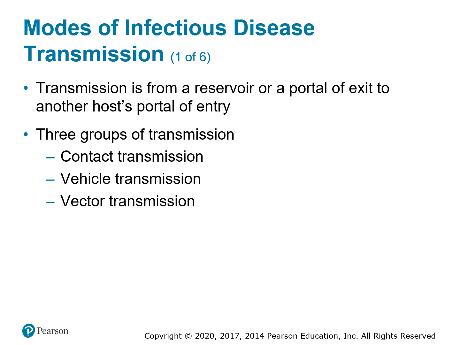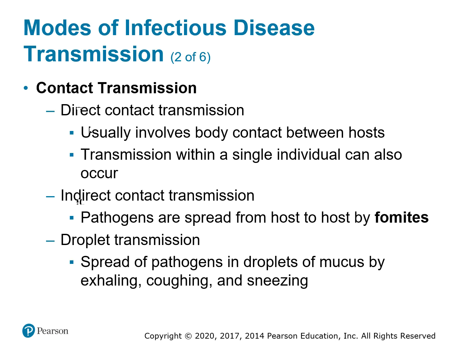Let's talk a little bit about the modes of infectious disease transmission. So transmission is from a reservoir or a portal of exit to another host's portal of entry. And so there's three groups of transmission that we talk about: contact transmission, vehicle transmission, not your car, and vector transmission. Contact transmission is direct contact. Direct contact transmission means that that involves body contact between hosts. So transmission with a single individual can also occur.